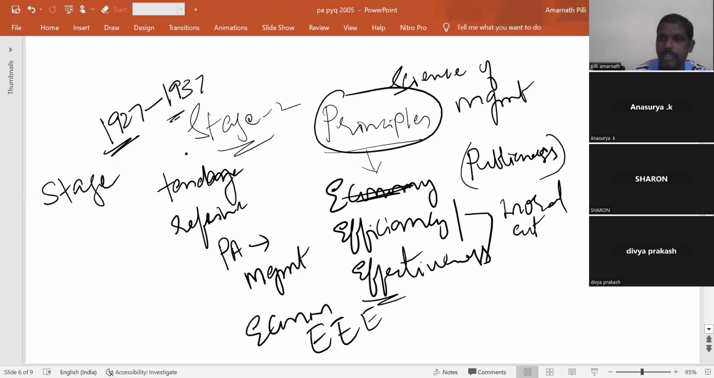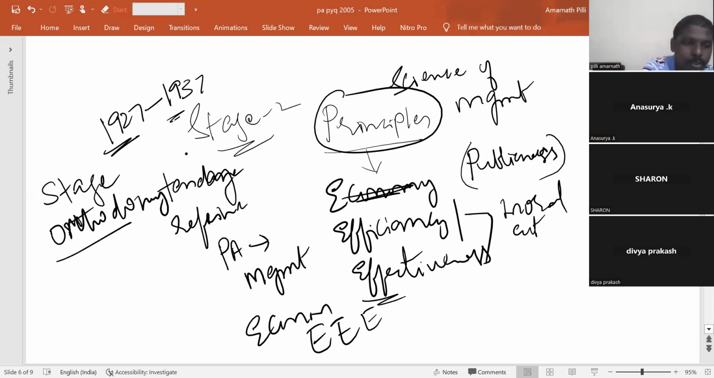And it is during this stage that public administration has reached its zenith. That is, public administration has reached its highest levels. In what sense can we say that public administration has reached its highest levels?